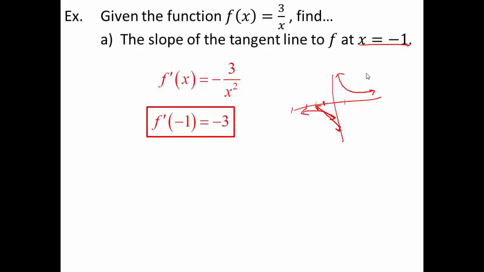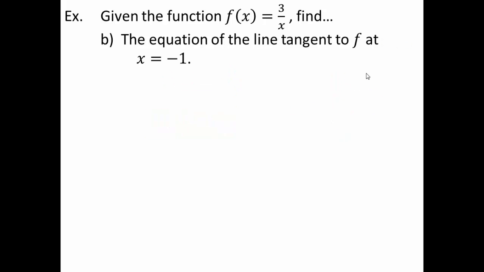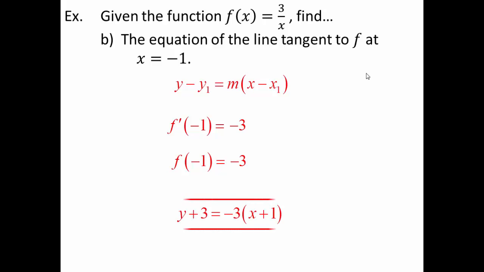Same thing if I picked a number in the first quadrant, 1, 2, 5, 7, 14, always going to give me a negative slope because they're always pointing down, but the larger the x value is, the closer to 0 that slope is actually going to be. Now to write the equation of the line, slope was -3, y value is also -3 in this particular case, so my equation will be y plus 3 equals -3 times x plus 1.